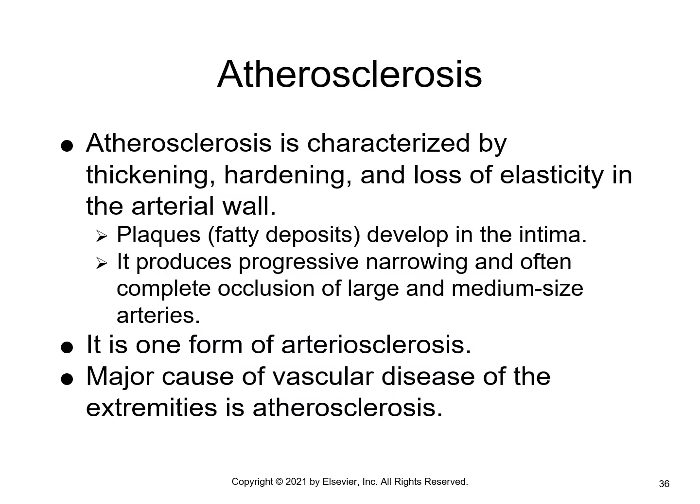That brings us to atherosclerosis. So again, sclerosis was our hardening term. Athero then would be vessel, and it's caused by thickening, hardening, and loss of elasticity in the arterial wall. And usually that's due to deposition of plaques on the wall itself. It will produce a cumulative, progressive narrowing of the vessel that can lead to occlusion eventually. It's just one form of arteriosclerosis. The major cause of vascular disease in the extremities is atherosclerosis.